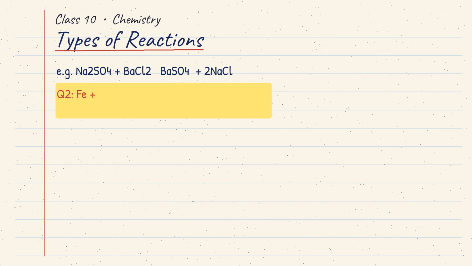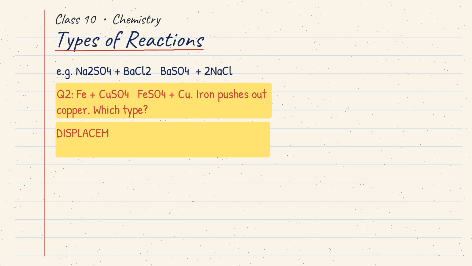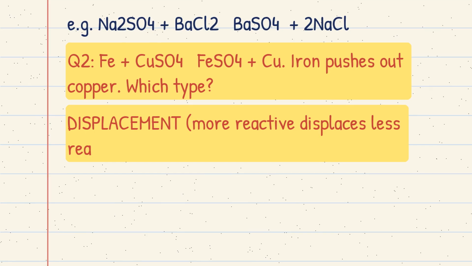One more question. Iron is added to copper sulfate, and it pushes the copper out. Which type of reaction is this? Pause and think. Correct, displacement. Iron is more reactive, so it displaces the less reactive copper.